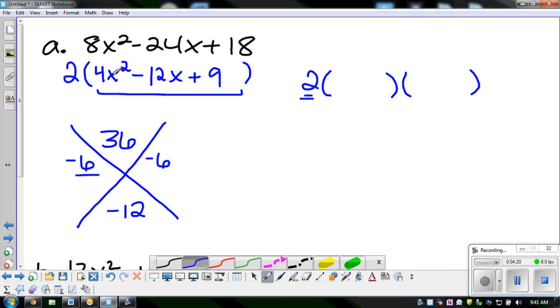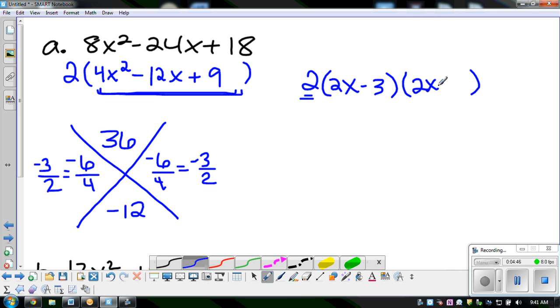Divide by the leading coefficient, which is 4. Again, we're working with what's in the parentheses here because we factored out the 2. So divide both sides by 4 and reduce. They will both become negative 3/2. And so when we go to put those into our parentheses, remember the denominator goes in front of X and the numerator goes after. So 2X minus 3 and 2X minus 3, which could also be written as 2 times the quantity 2X minus 3 squared.